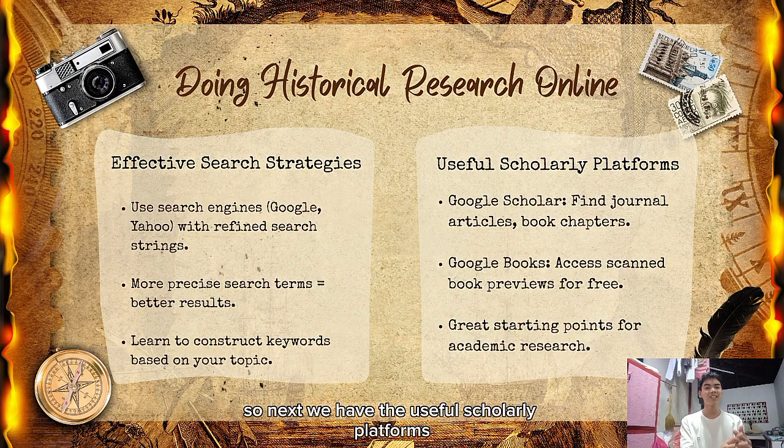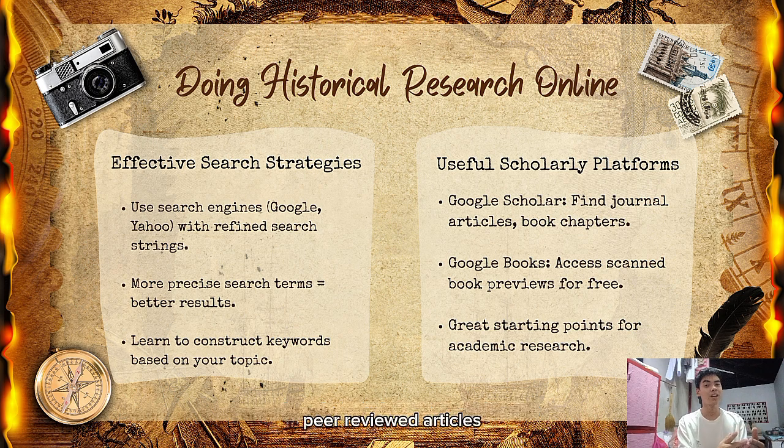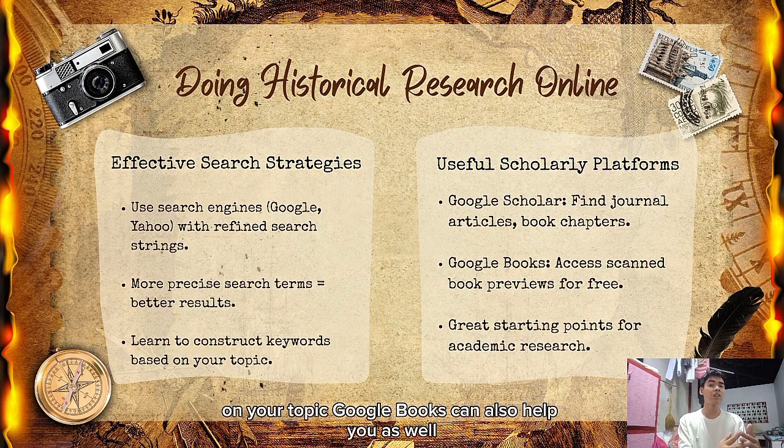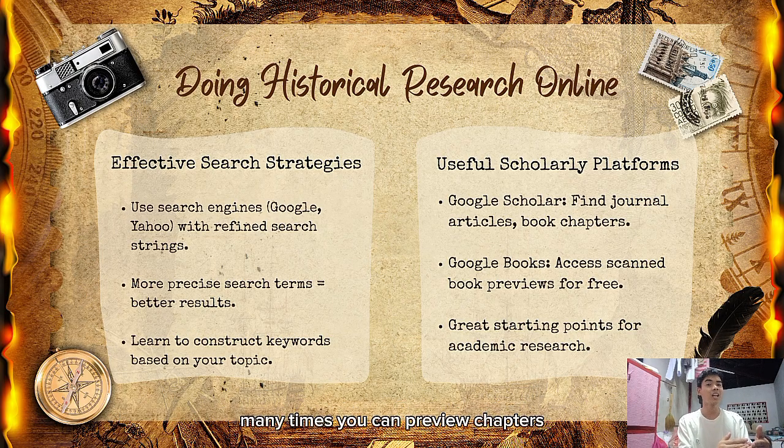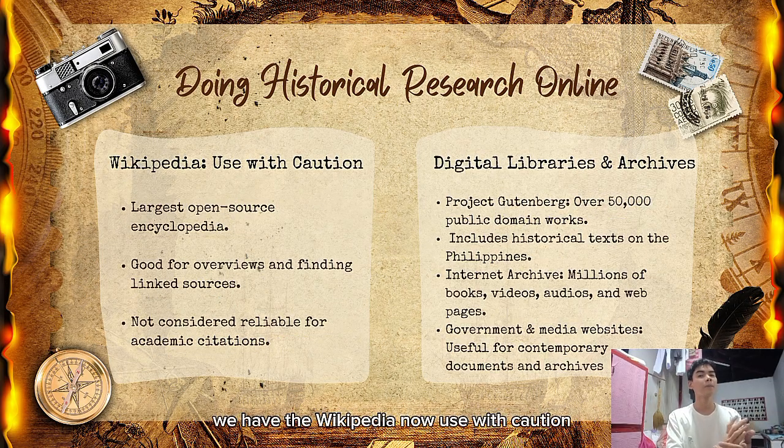So next we have the useful scholarly platforms. Google Scholar is a great tool for locating peer-reviewed articles, academic book chapters, and conference papers. Use it to see what's already been published on your topic. Google Books can also help you as well. Many times you can preview chapters to decide if a book is worth accessing physically or through your library, like an e-library.